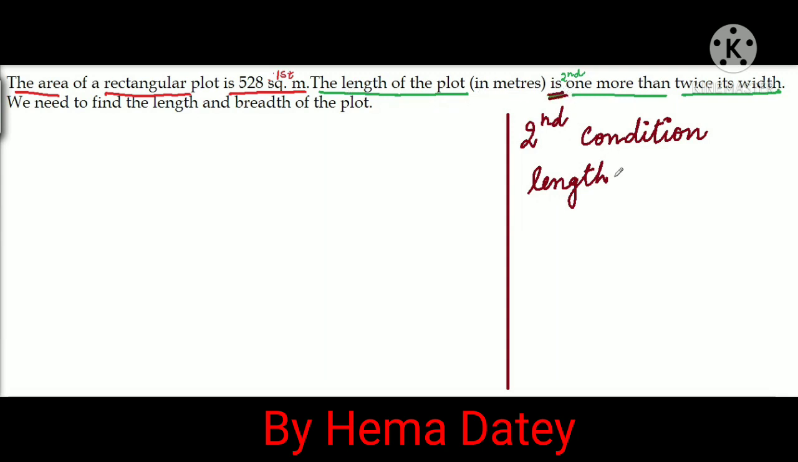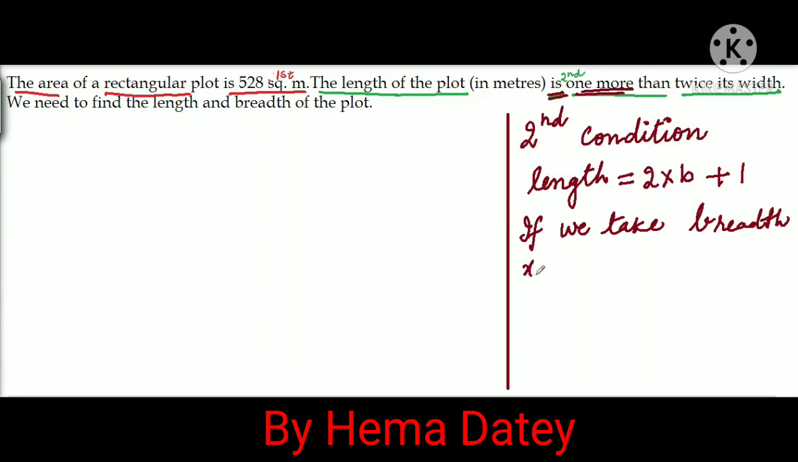Now in the second condition it is given that length is 1 more, means plus 1 more than twice its width. So the second condition is length is equal to 2 times width plus 1. If we take width x meter, then the length will be 2x plus 1 meters.